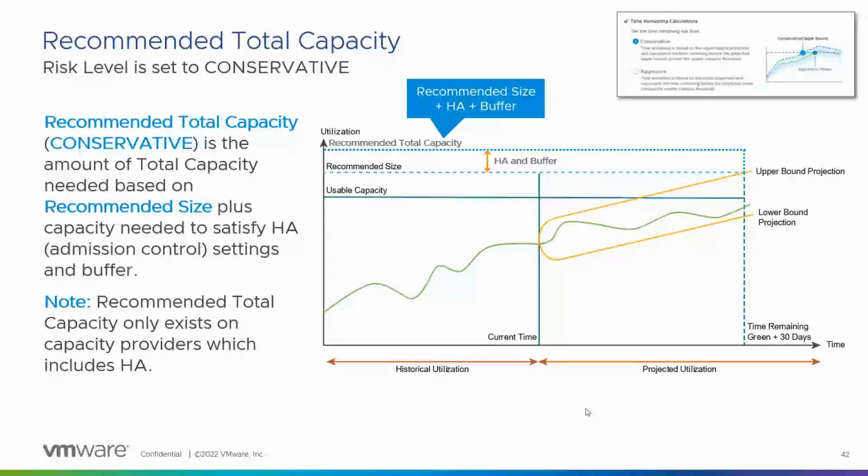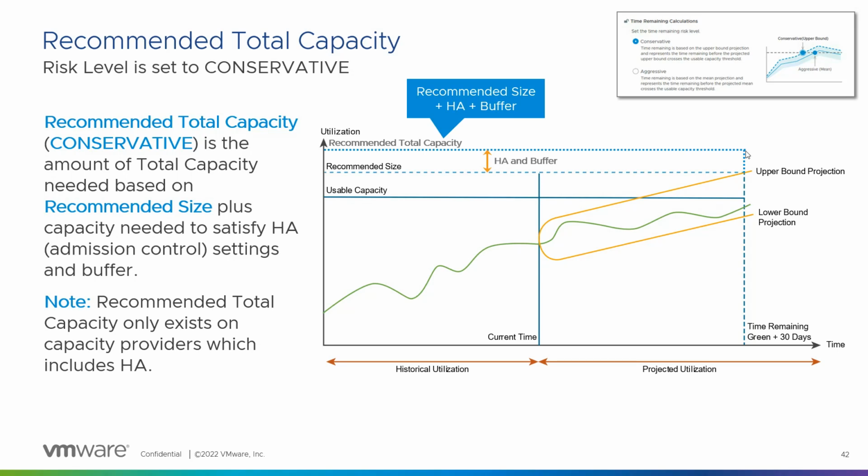Okay, so now let's switch over and talk about the cluster level. This is still looking at the recommended size, but this is the recommended total capacity. The difference here is that it uses the recommended size you can see where we just talked about, but now it adds on what's needed for HA and buffer. So it adds in the admission control and buffer settings, and that gets me my recommended total capacity. This is what you will see at the cluster level.